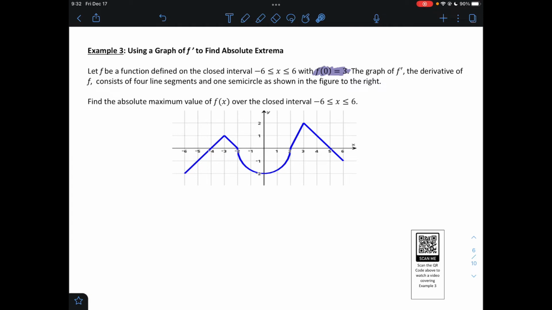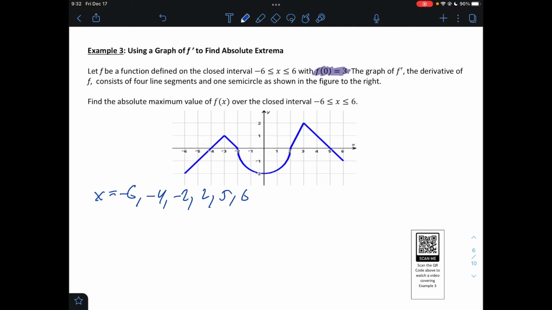All right, so first of all, let's list all of our possible answers, okay? Our possible answers could be x equals negative 6. There's an extrema here at negative 4, right? There's an extrema here at negative 2. There's an extrema here at 2, here at 5, and then the other endpoint 6. So negative 6, negative 4, negative 2, 2, 5, and 6 are our possible extrema, possible maxes or mins.